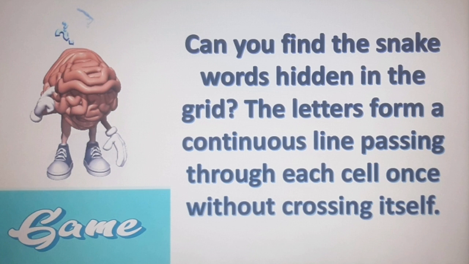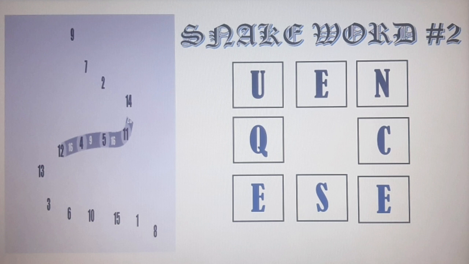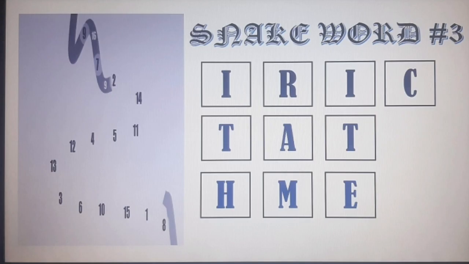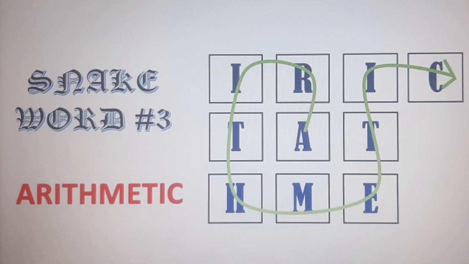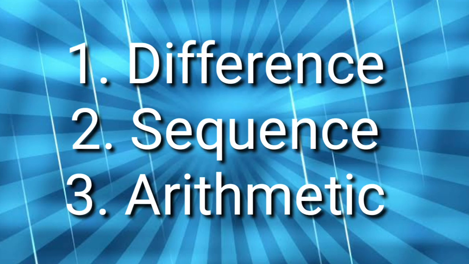So let's start with snake word number 1. Yes, the answer is difference. Snake word number 2. Very good, so you're going to have sequence. And for snake word number 3, the word that can be formed is arithmetic. Very good. So yes, don't you know, class, that these words that we've got from our game, Snake Words, are related to our today's topic. So who can guess what will be our lesson for today?